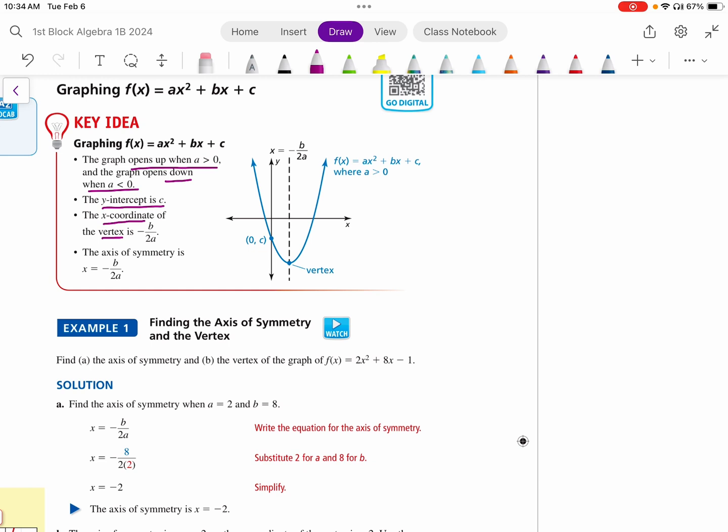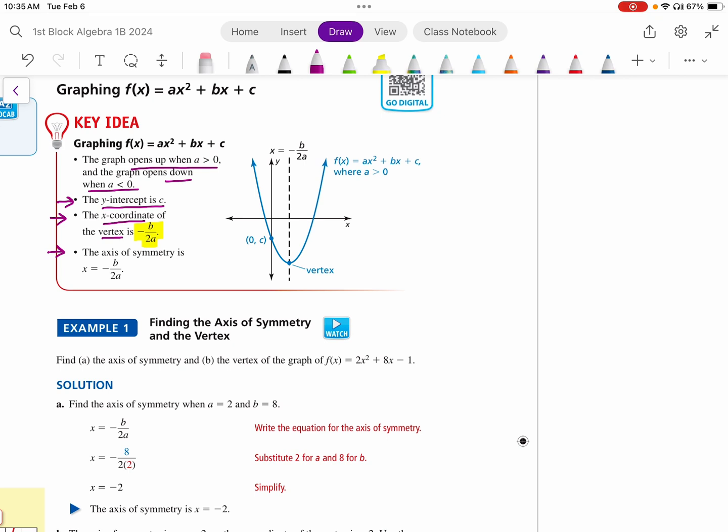The x-coordinate of the vertex. Okay, so here's where we have something very, very new. Knowing that the y-intercept is c is new, but also knowing the x-coordinate of the vertex. We can find that by doing negative b over 2a. Negative b divided by 2a. And because that gives you the x-coordinate of the vertex, that's also how we find the axis of symmetry.